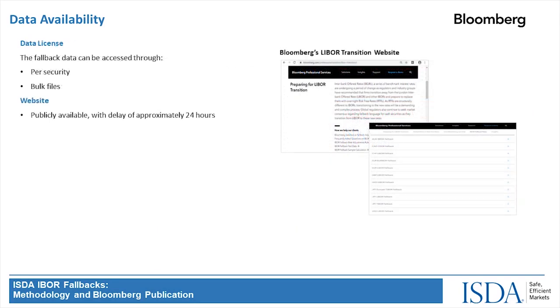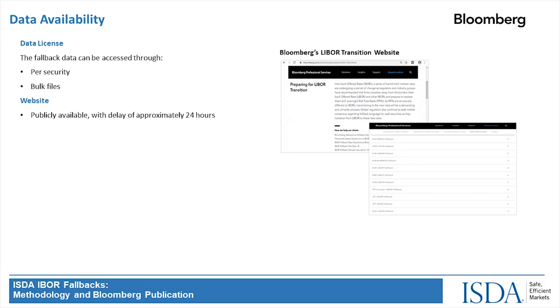The second channel is Bloomberg's data license. There are two ways you can access the data here. First is per security, and second is bulk product. For per security, for each of the roughly 200 tickers I mentioned, you can choose one or multiple of these to access value for a given date or for a historical date range.